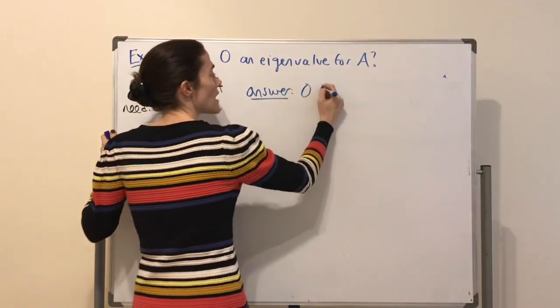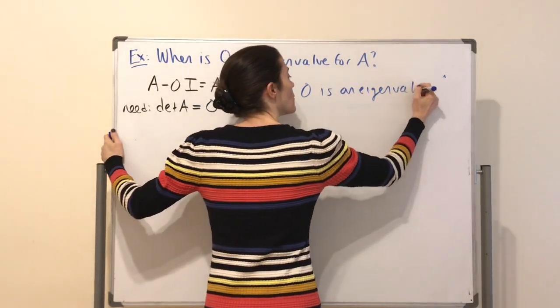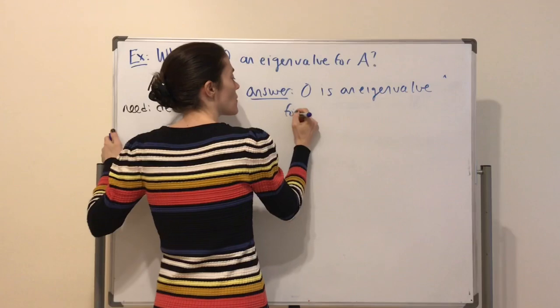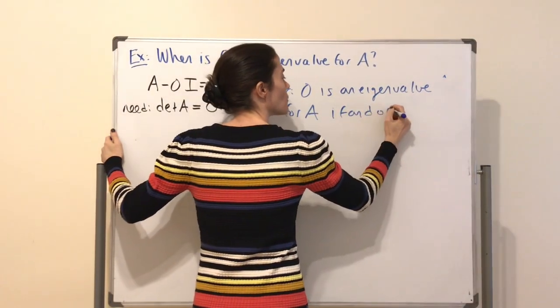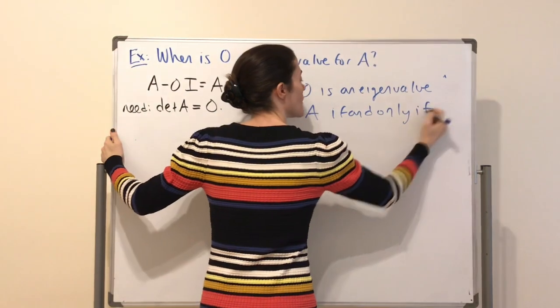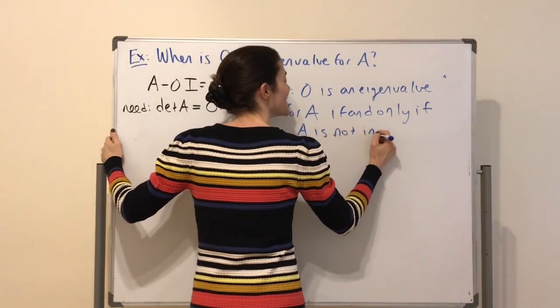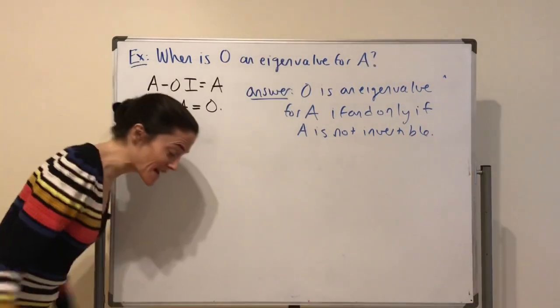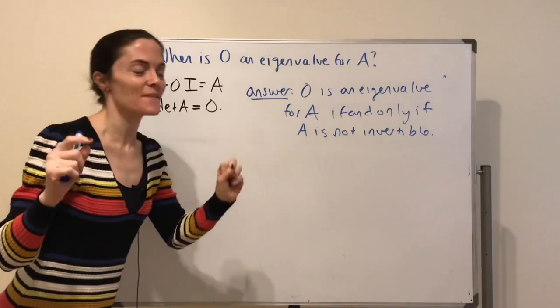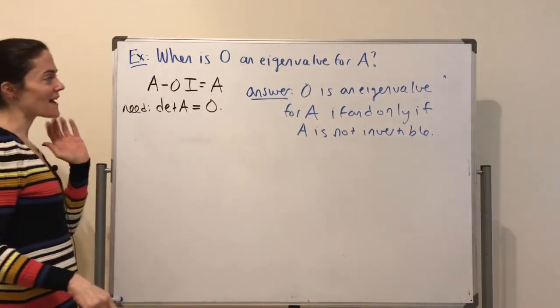0 is an eigenvalue for A if and only if A is not invertible. And that's an important observation to make. Every time you have a matrix that's not invertible, 0 will be an eigenvalue.